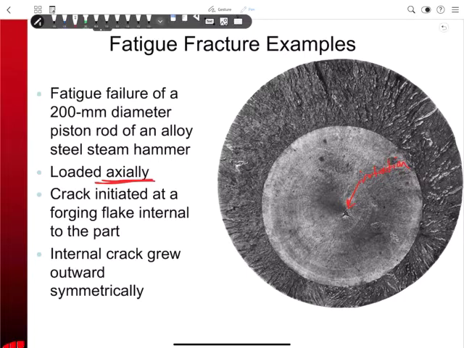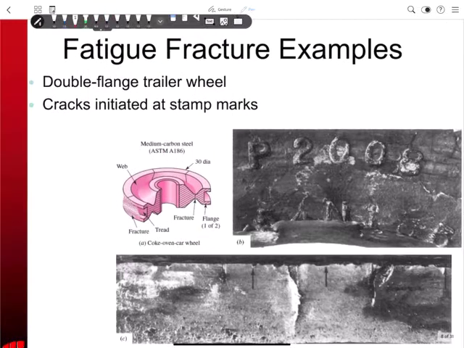There's a forging flake. A lot of you aren't really thrilled about ME313 and 314. How this stuff is manufactured matters. It really matters. So in the forging process, there's a little flake in there, and that's where the crack started.